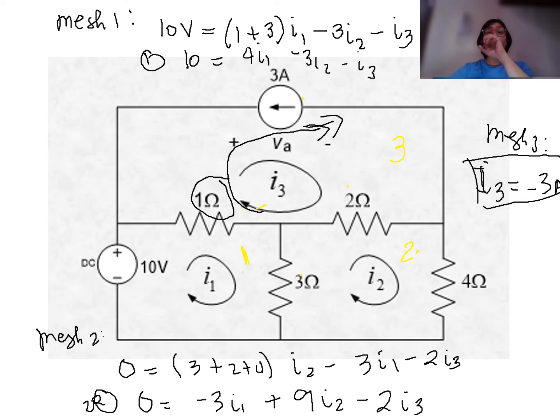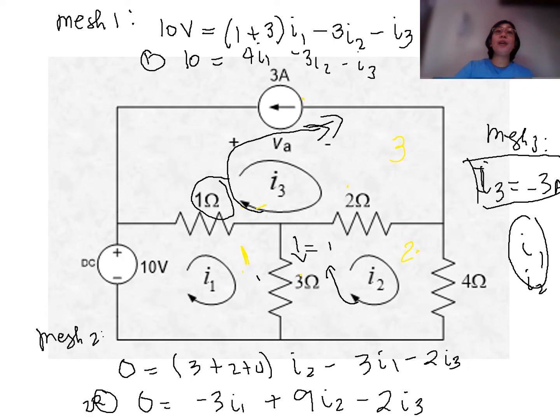Whatever type of solution you want, you already have your I3 here. Therefore, you can now solve for I1 and then your I2. If you already know I1 and I2, you can already solve for the different branch currents here. So for example, what is the current flowing across the 3 ohm resistor here? Whichever is higher, for example, this is your I2 and this is your I1, we can say that the current flowing here is equivalent to I1 minus I2.